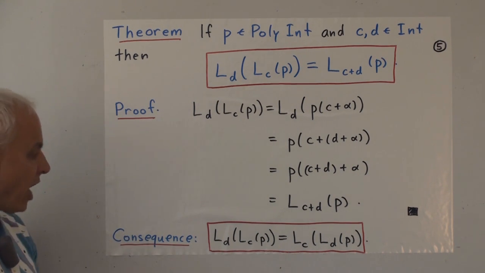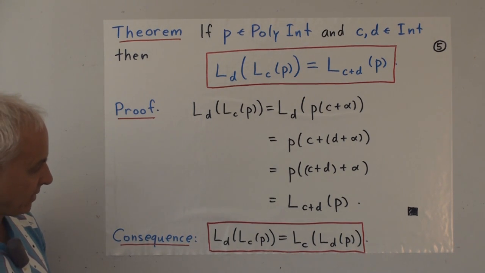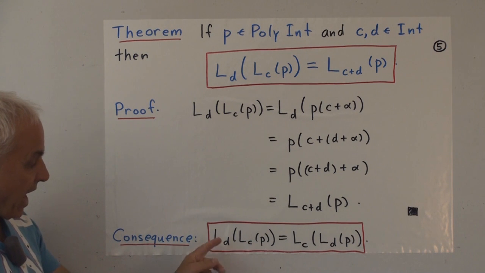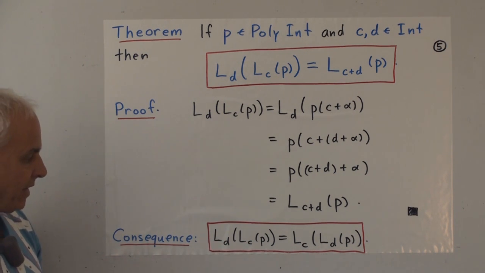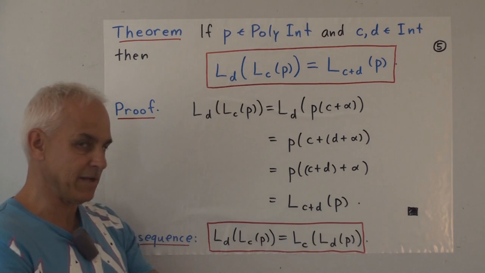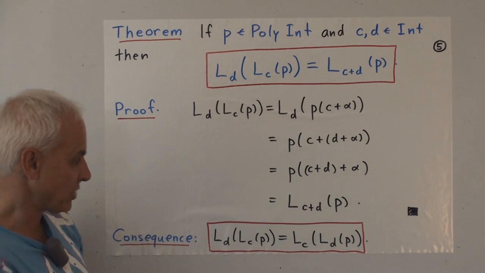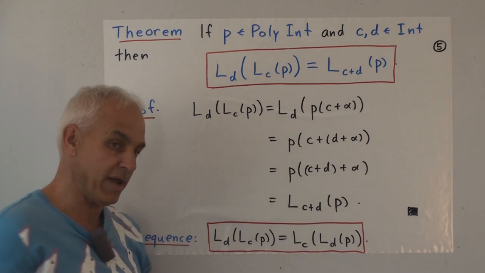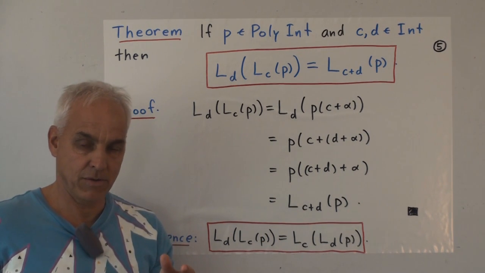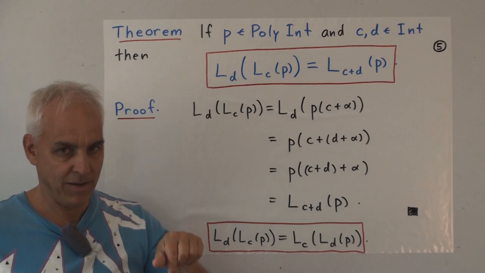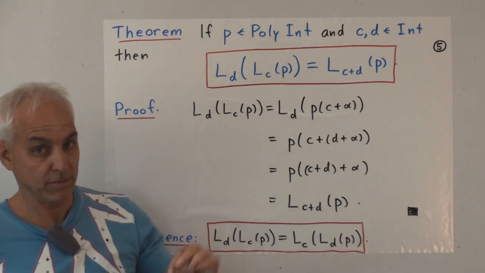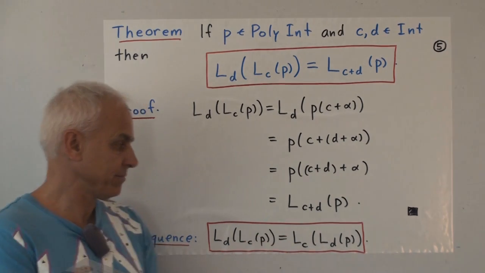And as an easy consequence of that, we see that if we translate by c and then translate by d, it's the same as if we first translate by d and then translate by c. Because in both cases we're getting the translate by c plus d or by d plus c, but since c plus d is equal to d plus c, they're the same.